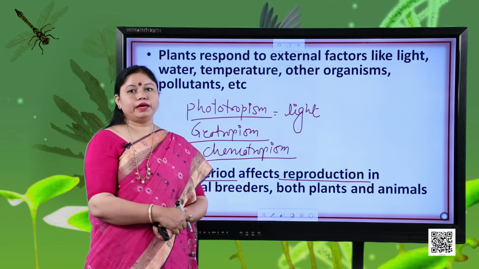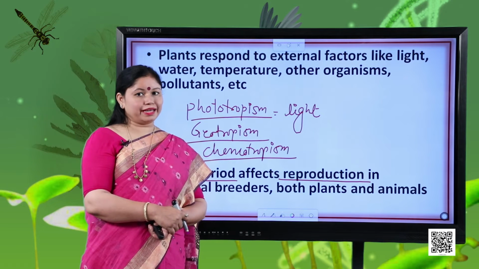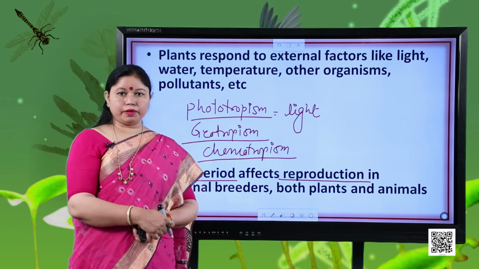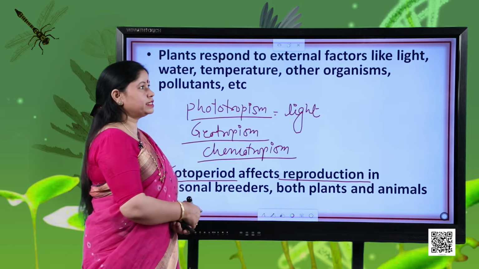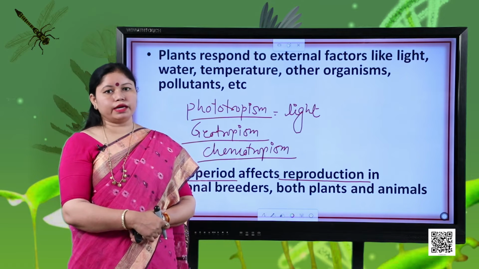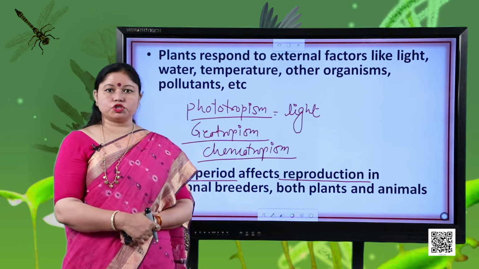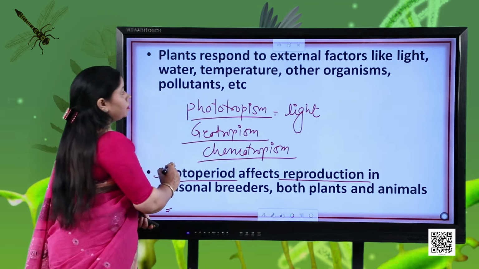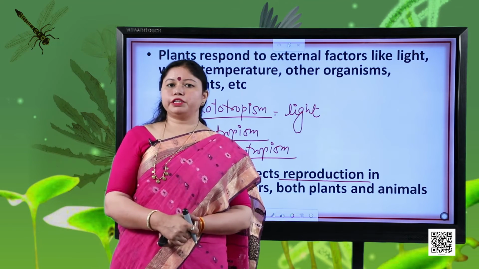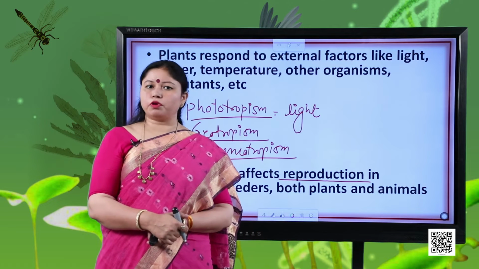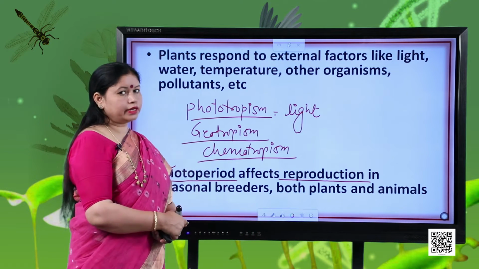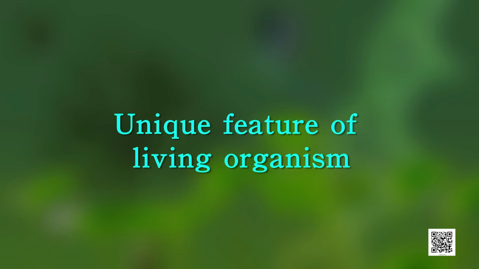For example, the male cuckoo coos to attract a female, it's a call for reproduction, for copulation. So, seasonal breeding is a natural phenomenon existing in various organisms, and it is their response towards photoperiod. While I am explaining to you that organisms have the ability to sense their environment and respond accordingly, you might be thinking that this is definitely a unique feature of living organisms.